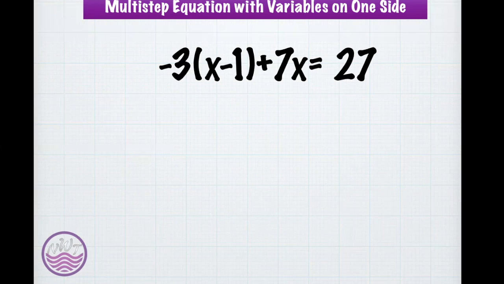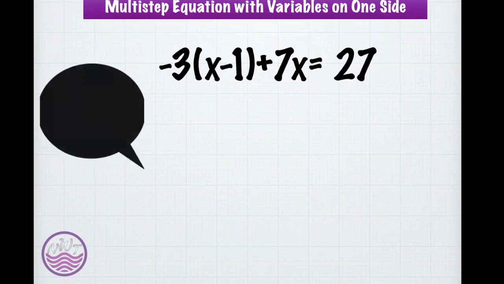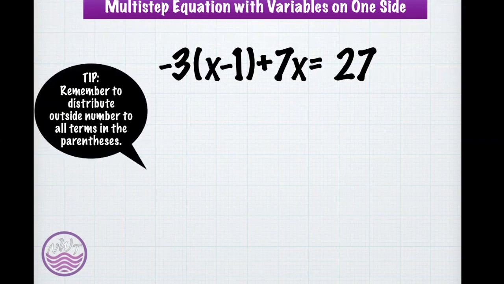We talked about in the toolbox that sometimes you might have to distribute first, and sometimes you might have to combine like terms first. Looking at this, I don't see anywhere that I can combine like terms. Please do not combine the 7x and the x. The reason you cannot combine them is because the parentheses have a barrier. If there were x's inside the parentheses together, then you can combine them. If there were x's outside the parentheses together, then you combine them, but not one of each. So our only option here would be to distribute that -3.